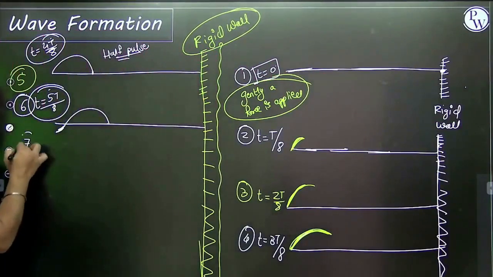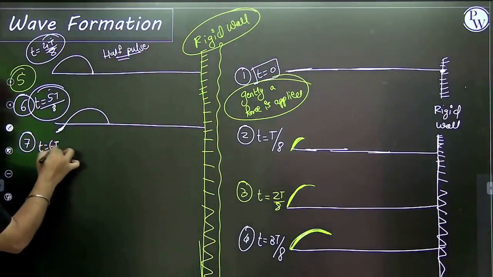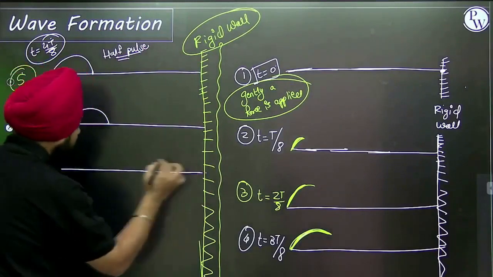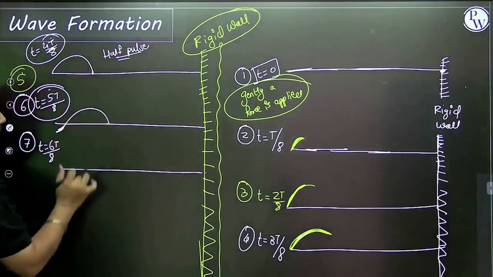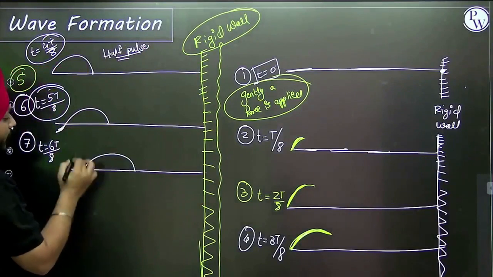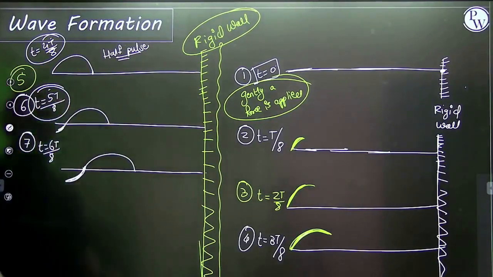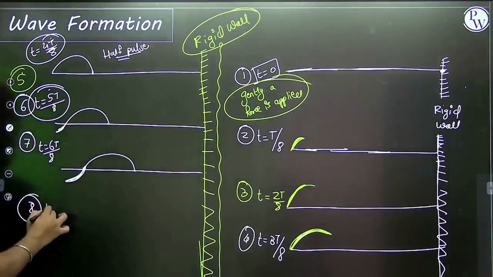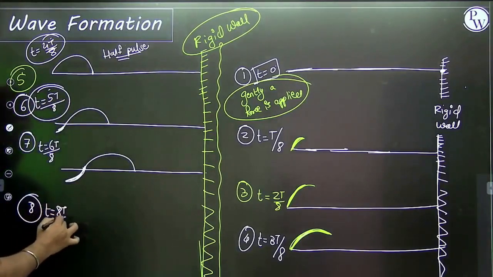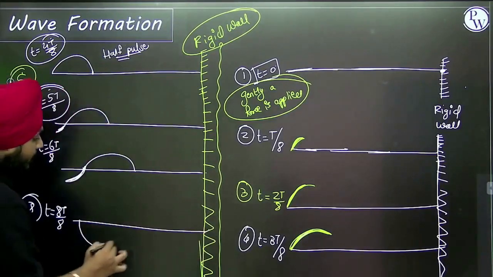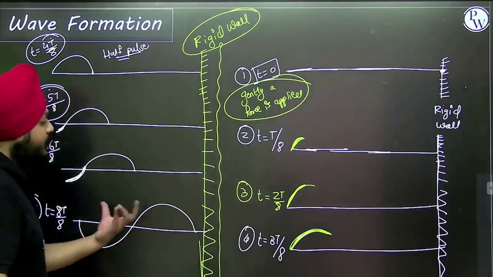Let's move on to the next part. At t equal to 6T by 8, this part is getting shifted. And if I'm talking about the last one, t equal to 8T by 8, the entire pulse is formed.